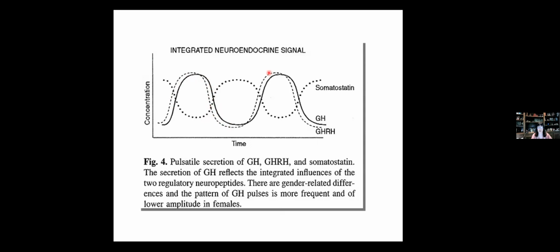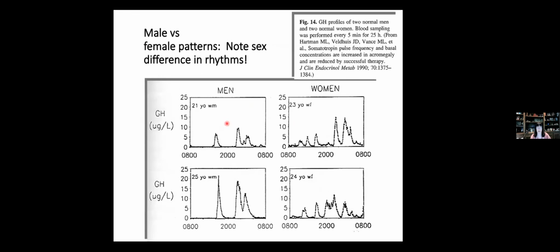This looks nice and even, but actually it's not super even. If you look at the pulses here, you can see they're very irregular. Men have fewer pulses than women, and these are just examples of GH pulses. All of that is set up by somatostatin and GHRH from the hypothalamus.